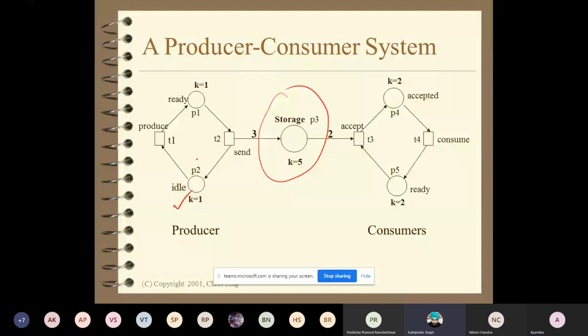And ma'am, what is this, k equals 1, k equals 5 here? I will come into that.